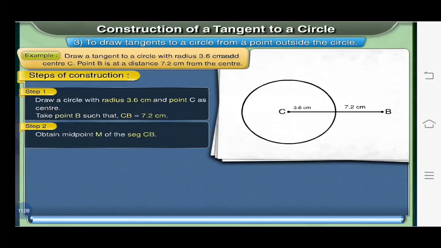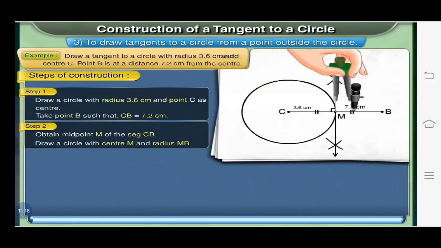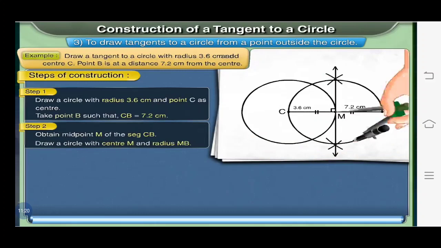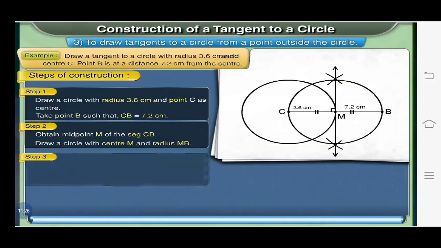Draw a circle with center M and radius MB. Now, we will label the points of intersection. Step 3. Let the points of intersection be P and Q. Draw lines BP and BQ, which are the required tangents.